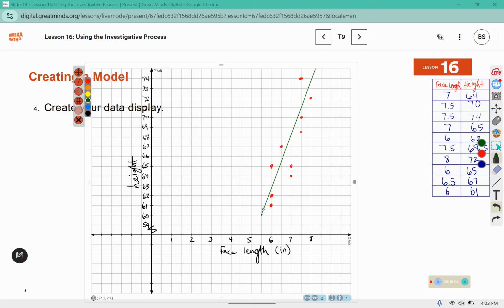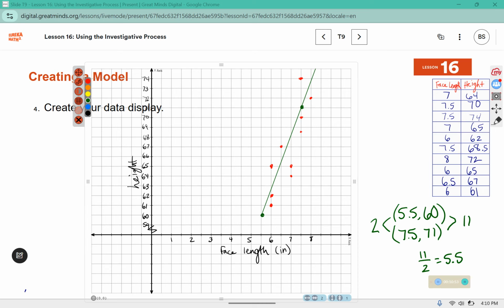I see there's a point here, and it appears to be a point up here. This would be the point 5.5, 60. And this would be the point 7.5, 71. So if we find the difference in our y values, that's a difference of 11. And the difference between our x values, 5.5 to 7.5, is a difference of 2. So our slope is approximately 5.5.